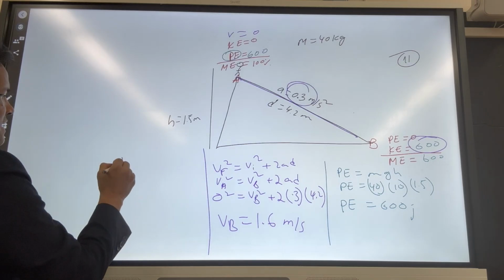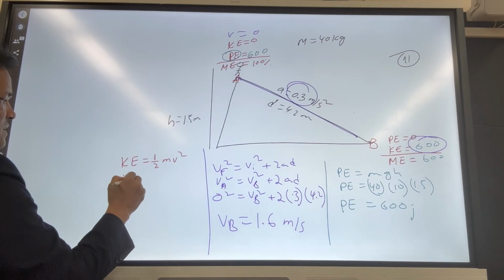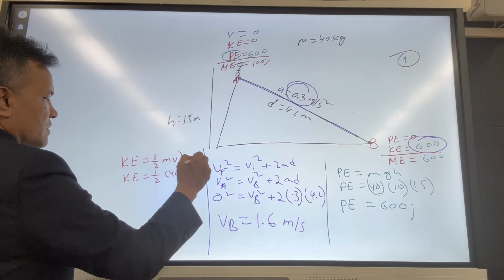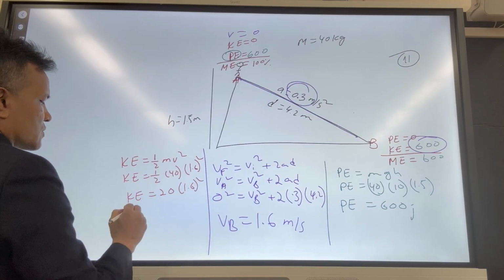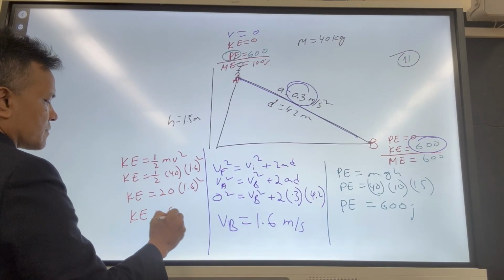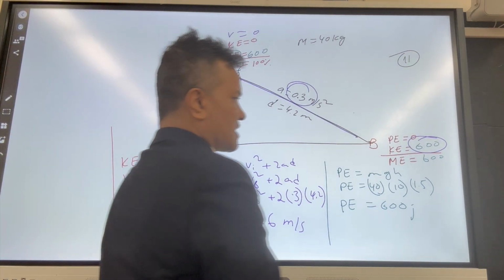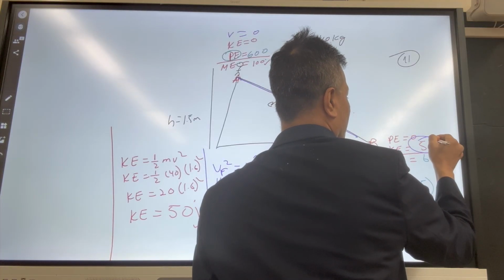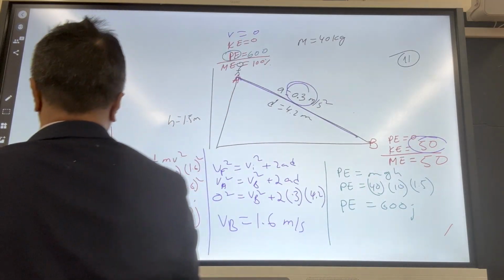So now let's see, kinetic energy is half m v squared. So kinetic energy is half, m is 40, v is 1.6 squared. So kinetic energy is 20 times 1.6 squared, which is 51, or just 50. All right, so kinetic energy is 50. Oh, God. So mechanical energy is 50. Not even close.